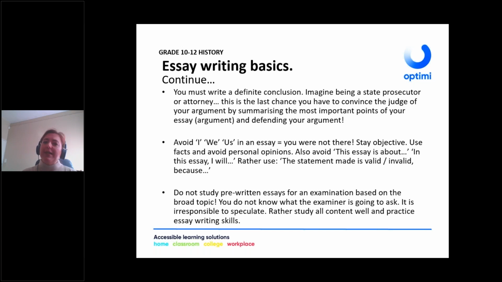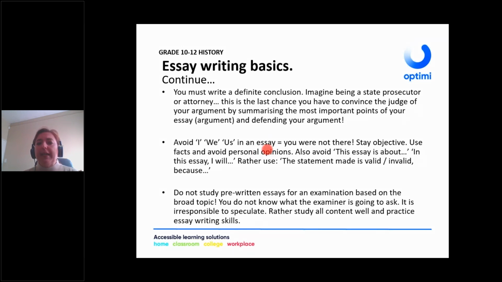And then again, at the end, in the conclusion, you need to summarize the most important points that you made in your essay, and you need to keep defending your argument. Okay. Then very important also, please avoid I, we, us in an essay.